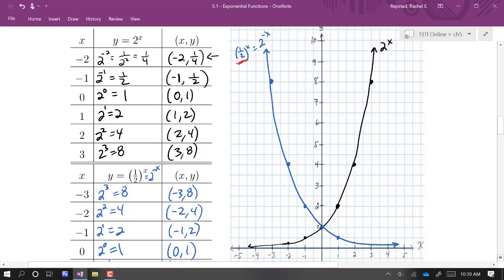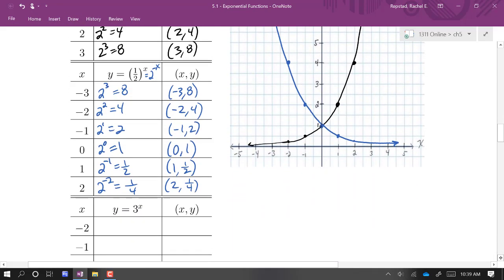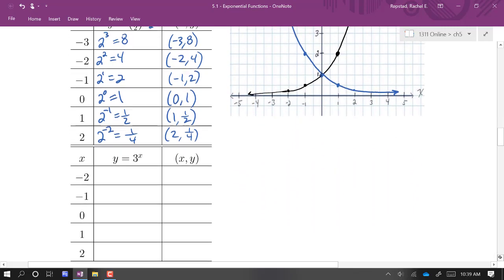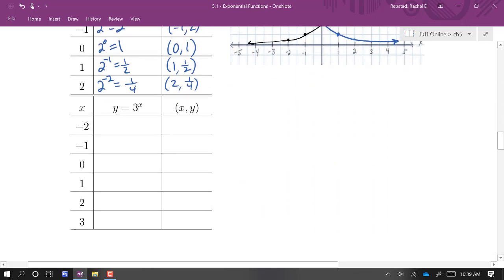So let's do one more. We've got one more graph to plot here. We're looking at y equals 3 to the x. So again, I've got a variety of values here. When x is -2, we've got 3 to the -2. Now that's 1/3 squared, or 1/9. That gives us the point -2, 1/9.